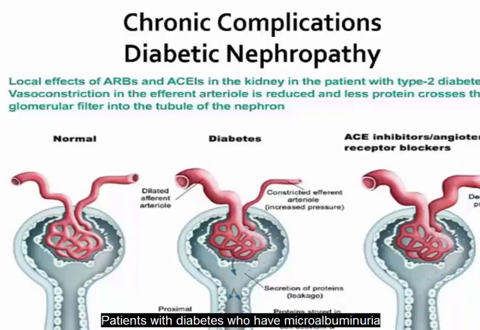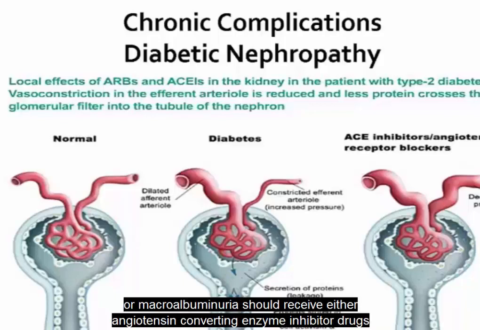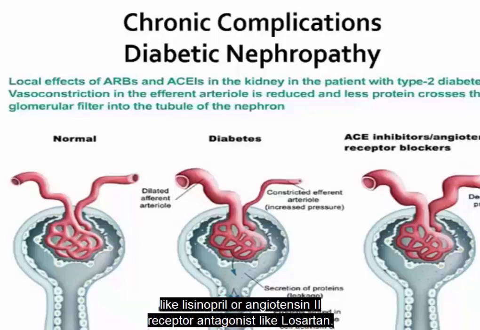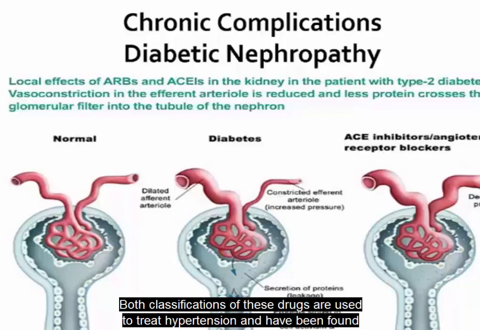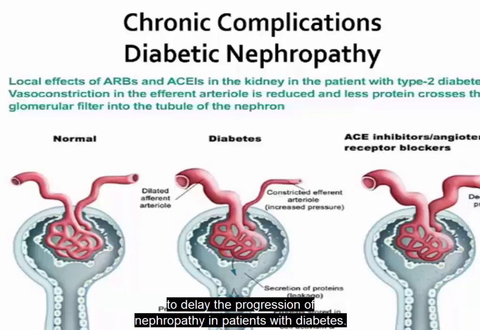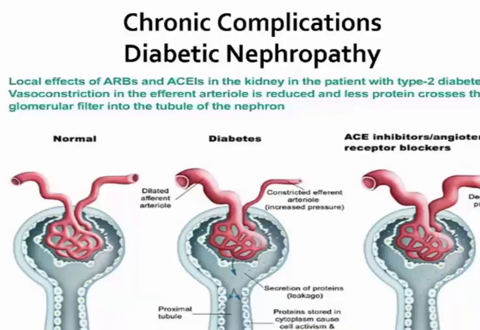Patients with diabetes who have microalbuminuria or macroalbuminuria should receive either angiotensin-converting enzyme inhibitor drugs like lisinopril or angiotensin II receptor antagonists like losartan. Both classifications of these drugs are used to treat hypertension and have been found to delay the progression of nephropathy in patients with diabetes.